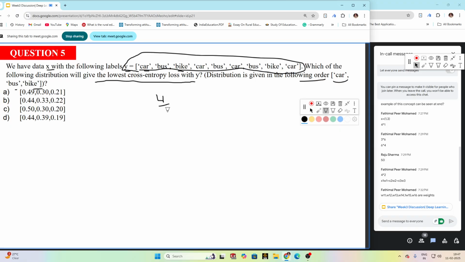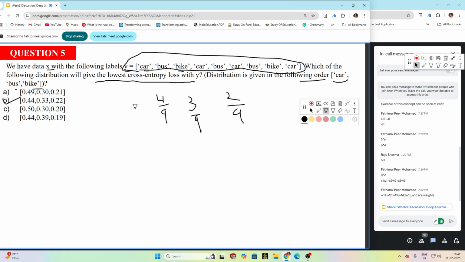So the probability of car is 4 by 9. For bus, 1, 2, 3, so 3 by 9. And what will be the probability of the last one, bike? 1, 2. 2 by 9. That is option B, 4 by 9, 3 by 9, 2 by 9.